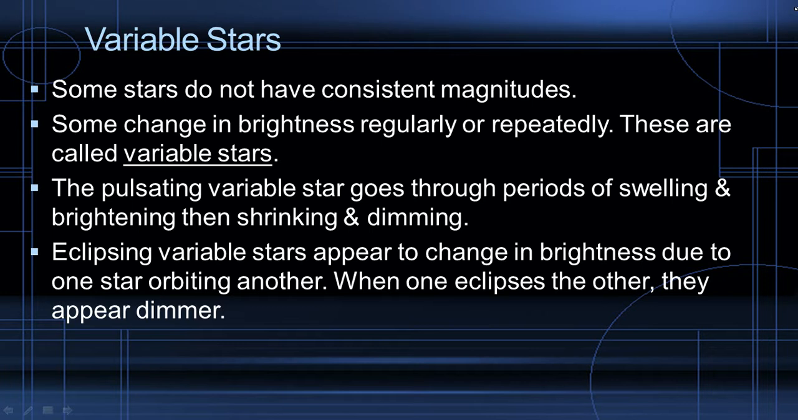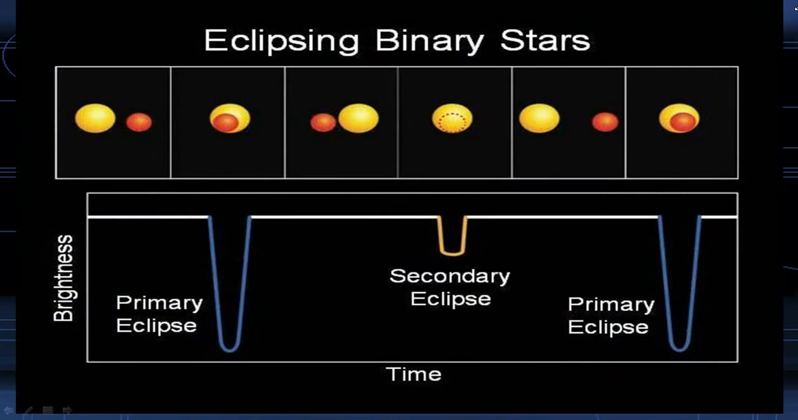Another way is called eclipsing variable stars. They appear to change in brightness, not because they're shrinking or dimming, but because one star is orbiting another star. And when one comes in front of it, it actually will change its apparent magnitude from what we can see. Here's what it looks like. This is our eclipsing binary system right here. I have two stars, and they have a certain brightness. You're going to see that certain brightness is about this level right here.